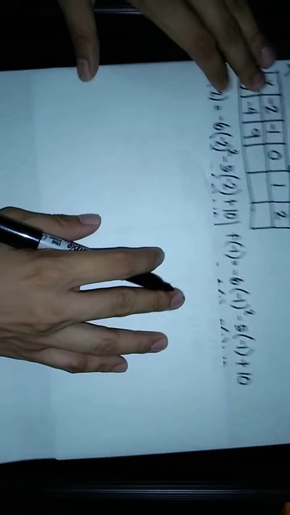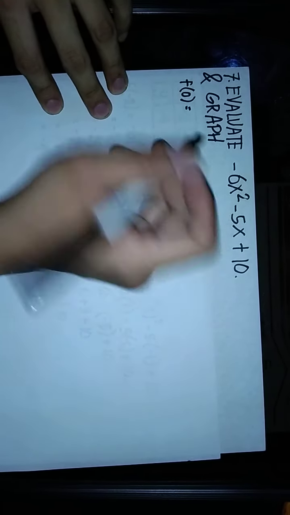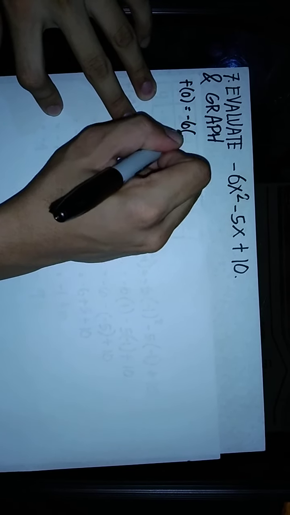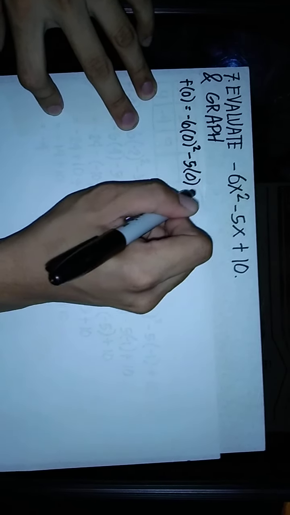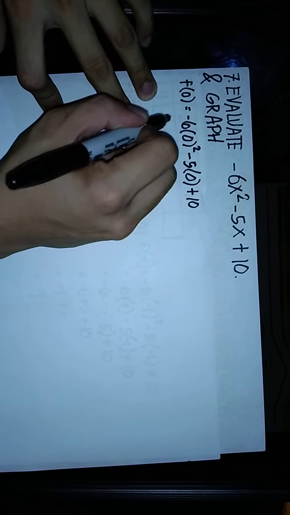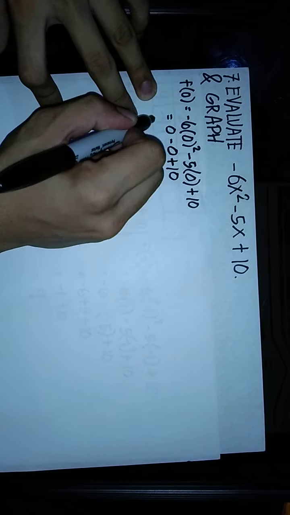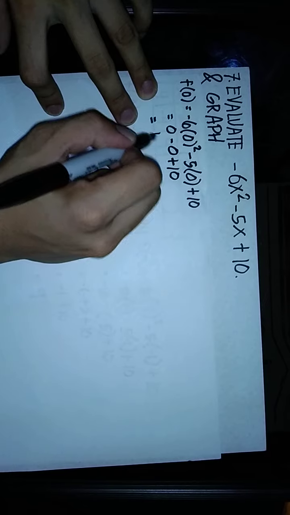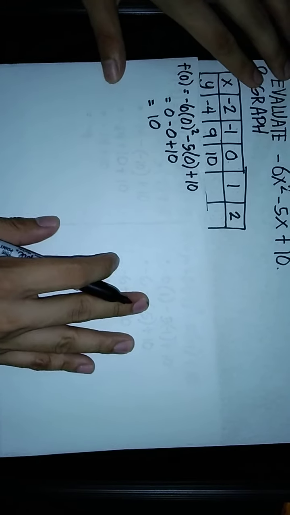Let's try naman yung ating 0. So, if x is equal to 0, we will have negative 6 times 0 squared, minus 5 times 0, plus 10. So, 6 times 0 will be 0, minus 5 times 0, plus 10. So, this is equal to 0 minus 0 plus 10, which is 10. So, if our x is 0, ang ating y is 10.